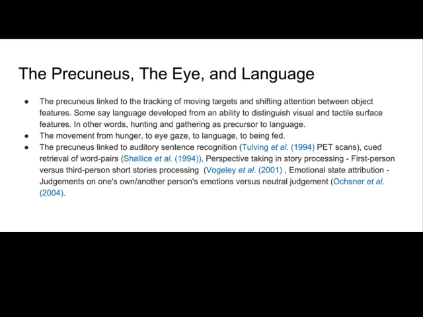And when you're dealing with customers, or with a brand, or with employers or employees, managers and those who are managed, again, what is the story that we're telling ourselves? The precuneus is central to that. Almost done here. The emotional state attribution, the judgment on our and someone else's emotions versus a neutral judgment. So how do we relate to our teacher? How do we relate to our boss? How do we relate to ourselves? All driven by the language that we choose and how we interpret the language that we're hearing.